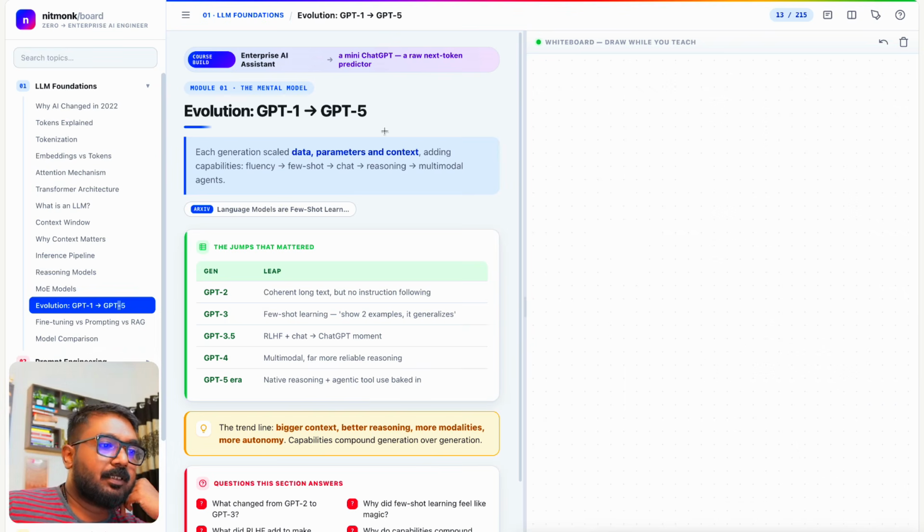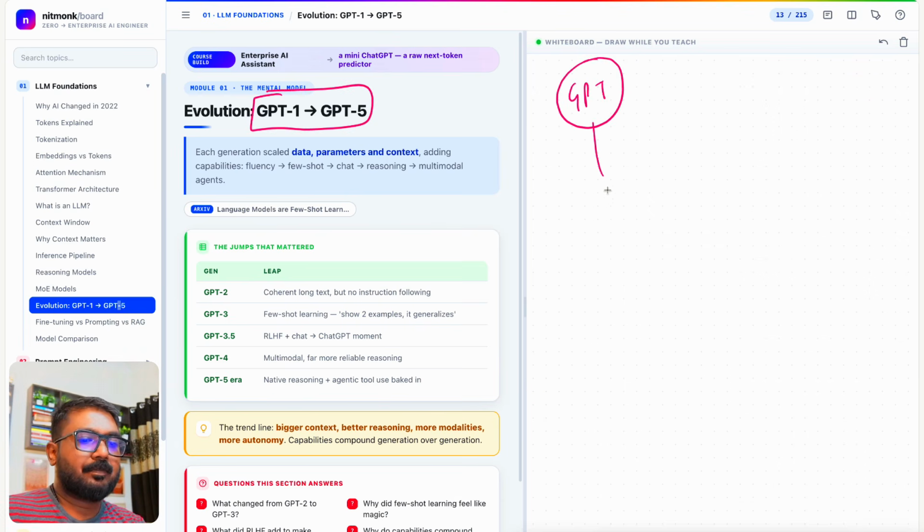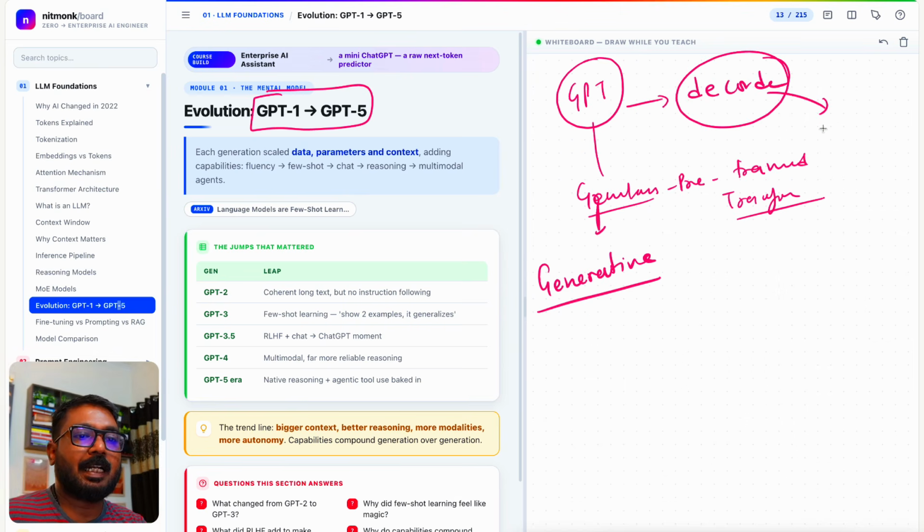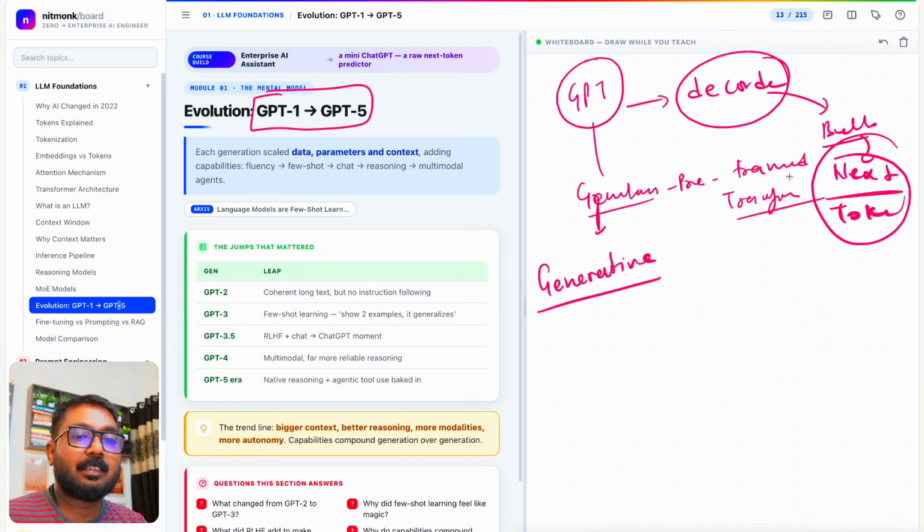If you look at the evolution of GPT, so GPT is generative pre-trained transformer. This is generative. Now you totally understand this works on the mechanism of a decoder. The decoder is trying to build the next tokens, correct? And these next tokens help you answer all the questions that you ask. And this is how the evolution happens.